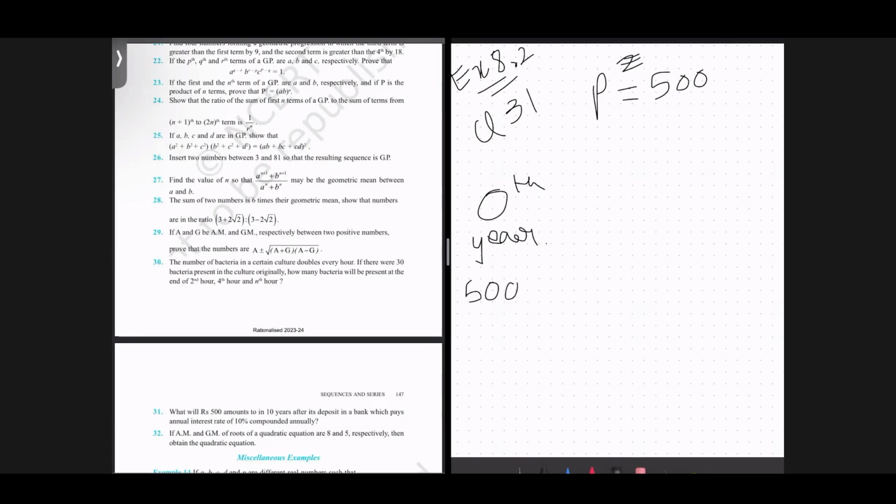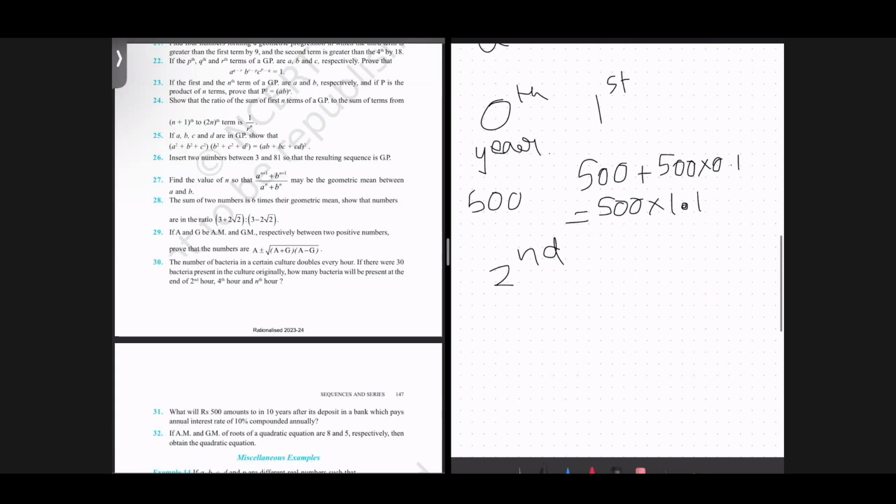right? At the end of first year, you receive an interest of 10%. So your amount 500 plus 500 into 0.1 will become 500 into 1.1. At the end of second year, your amount at the end of first year gets compounded again, right? So now you get 500 into 1.1 into 1.1 again, because the interest is generated upon this amount and the principal is this amount, right? Similarly, at the end of third year, you have 500 into 1.1 into 1.1 into 1.1.